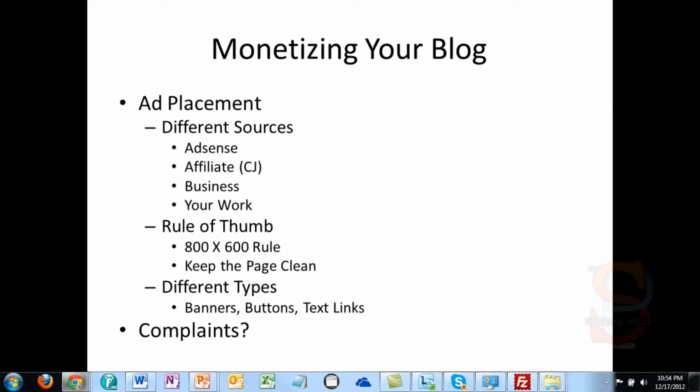Okay, so you want to use different sources in order to monetize your blog: AdSense, affiliate, things that you're doing, your opt-in, different advertisements for different things on your actual page. Now a rule of thumb is that you want to make sure that your blog page is clean. The rule of thumb is that for every time that you scroll 800 by 600, you should see one ad, and you want to make sure that you don't overdo the advertisement.